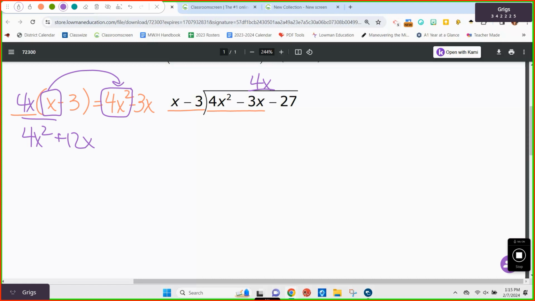Okay, 4x times x minus 3 is 4x squared plus, no, it's a minus. Oopsies. That's a negative, because 4 times negative 3. Oh, yeah. I mistook my box for a plus sign.